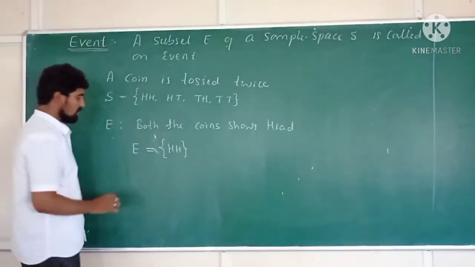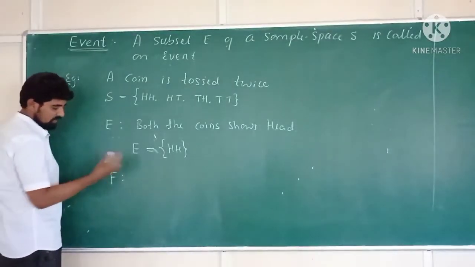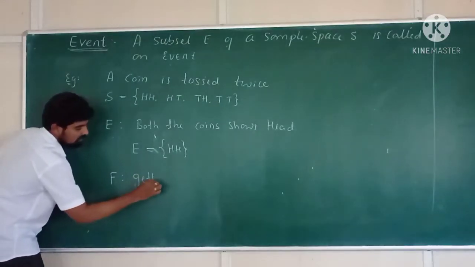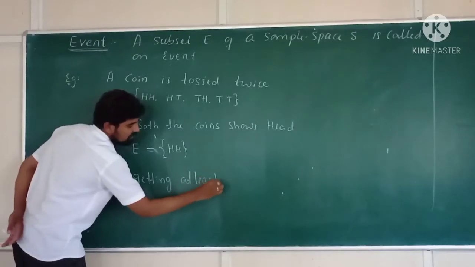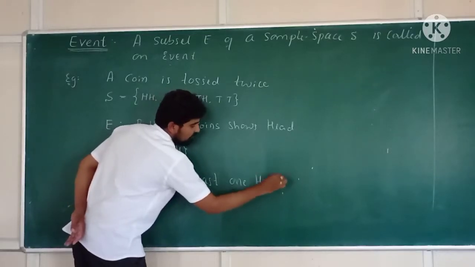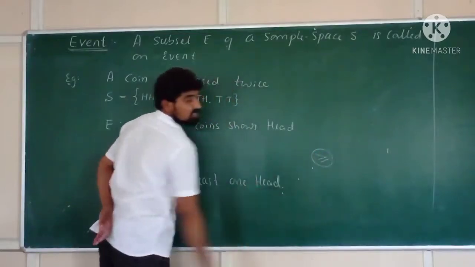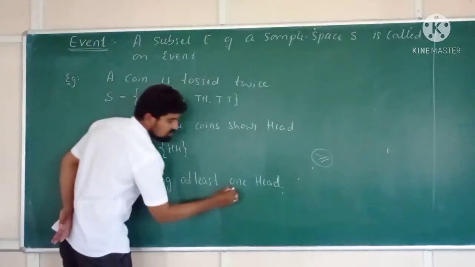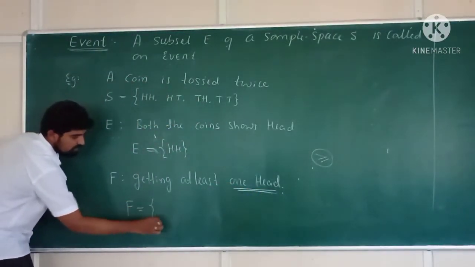I hope all of you understood. Let us consider one more event, that is F. So F is another event and it is defined by getting at least one head. At least in the sense greater than or equal to, means minimum. So we need to write the outcomes which consist of at least one head. And the elements of this event F are given by.